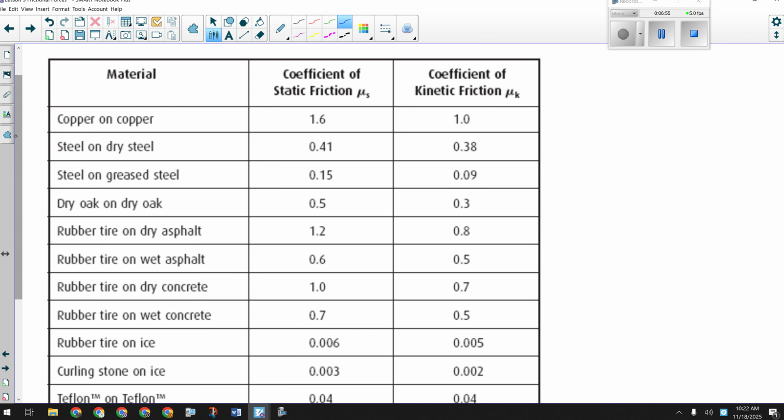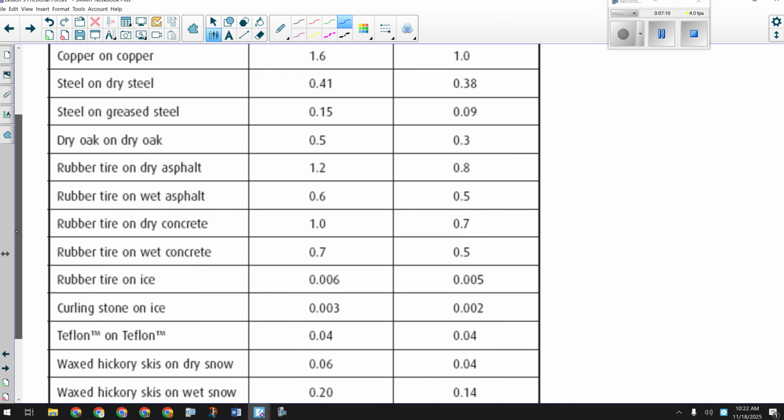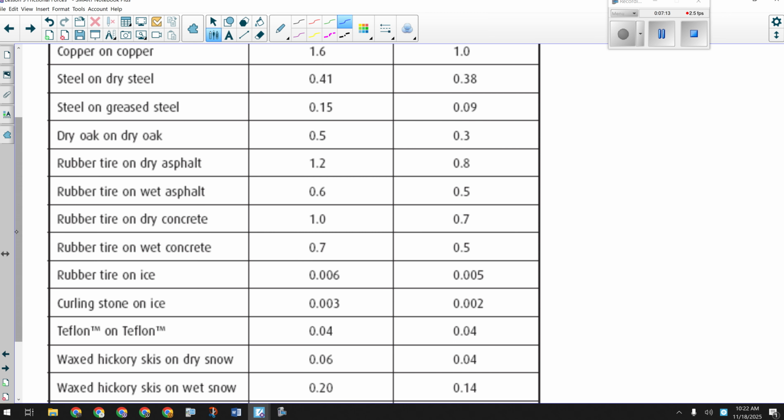Okay, steel on greased steel. I mean, look at this. You got oil in your car, does that number go down a lot? Okay, pretty significant, right? Dry oak on dry oak, I don't know when you would ever have that, but rubber tire on dry asphalt. That's why we use rubber for tires. It's got a high coefficient of friction with asphalt.